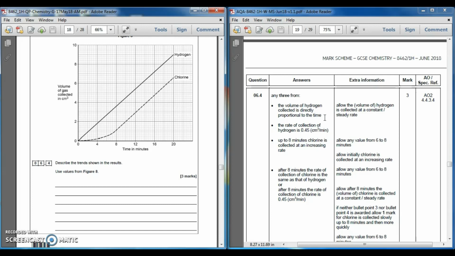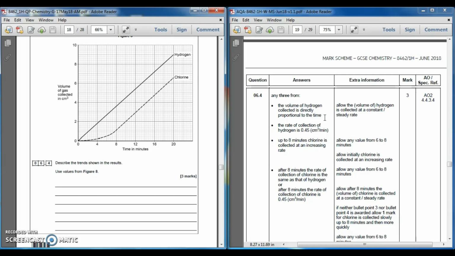Okay, so one quick point: it's not proportional because hydrogen's proportional. It goes through 0. You can see that. The chlorine, it's curving at the end, so that's not proportional. It's still a straight line graph.